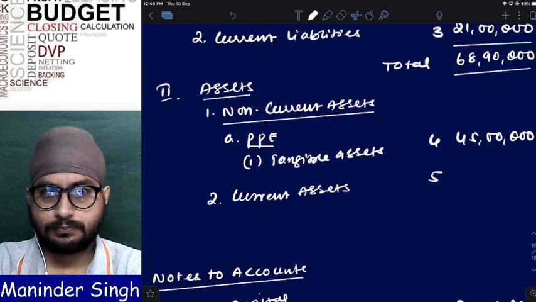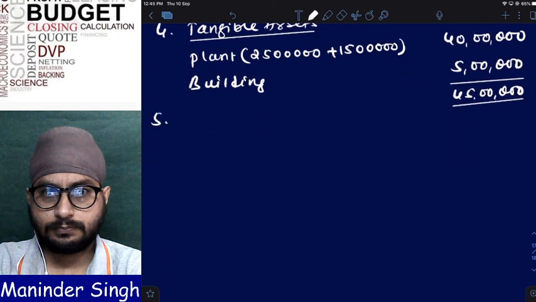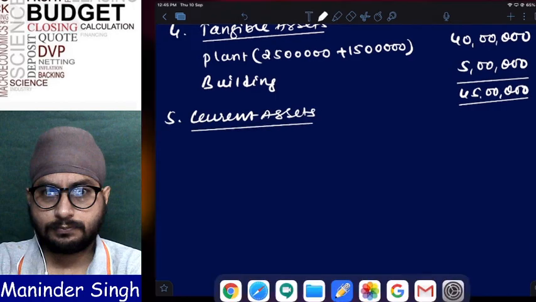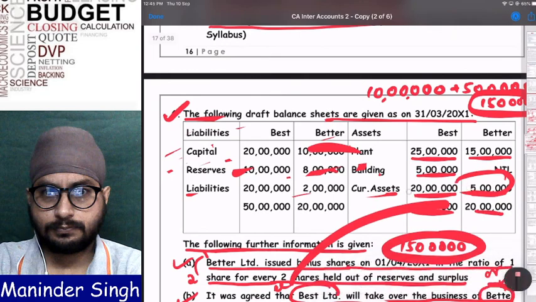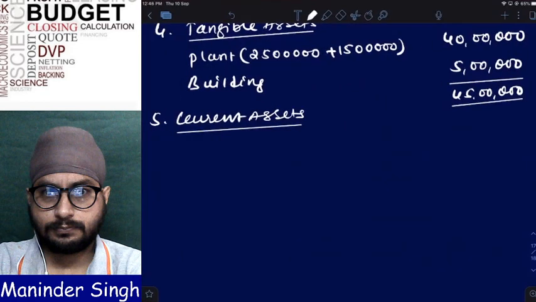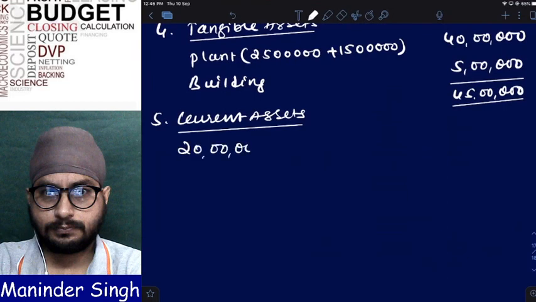Next we have current assets. Clear? Of current assets, how much do we have? Check here once. 20 lakhs, 5 lakhs. 20 lakhs plus 5 lakhs. Now tell, should I remove 1 lakh here or not? Minus 1 lakh. Why 1 lakh?